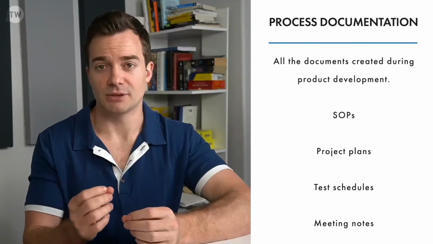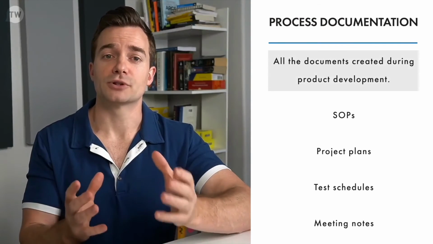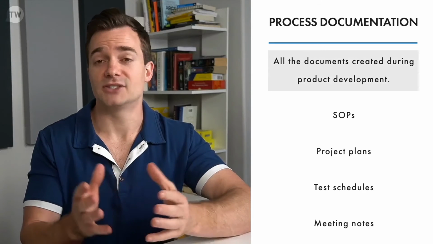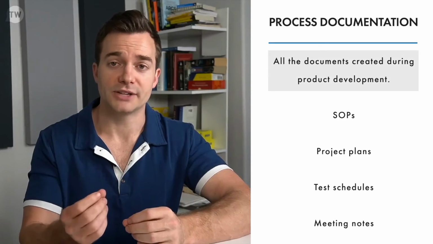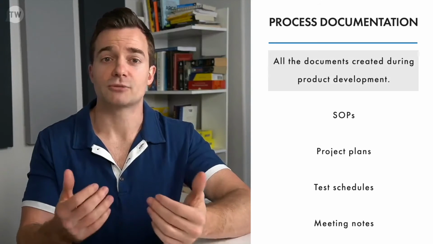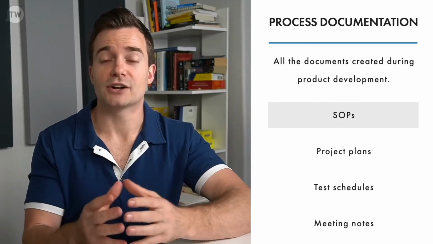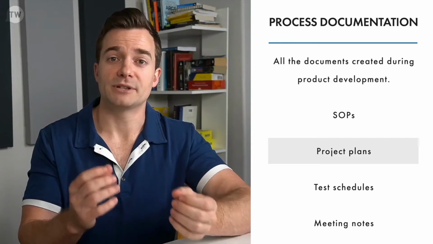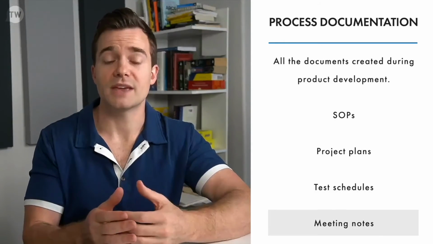The other main category of software documentation is process documentation. It's made up of all the documents produced during development and maintenance, as its name indicates, and it describes the process. The most common examples of process-related documents are SOPs, so standard operating procedures, project documentation such as project plans, test schedules, reports, meeting notes, or even just business correspondence. Although it's very similar to product documentation, the main difference is that process documentation records the development process, while product documentation describes the product being developed.